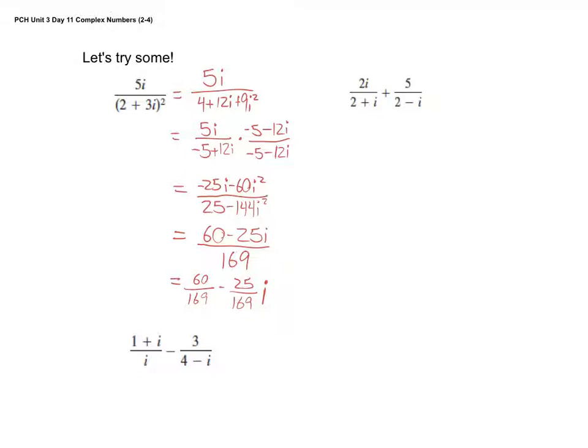So now we've got our answer in standard form. 60 over 169 minus 25 over 169. Well, 169 is 13 squared, so that's not going to reduce. Neither of those fractions are going to reduce, so we're done. So that wasn't too bad, was it? Okay. Question.